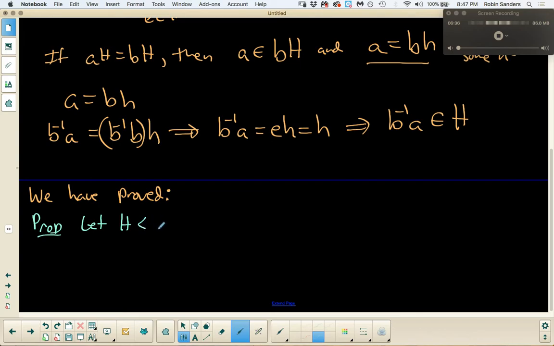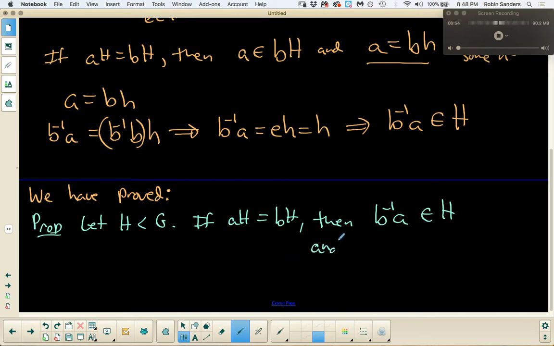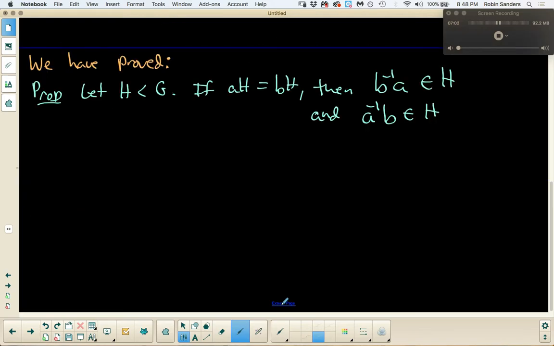Let H be a subgroup of G. If left coset aH equals left coset bH, then we know b inverse a belongs to H. Now I'm actually going to add here that we also know a inverse b belongs to H. And the reason that we know that is the following. If I look at the inverse of b inverse a, that turns out to be a inverse b.